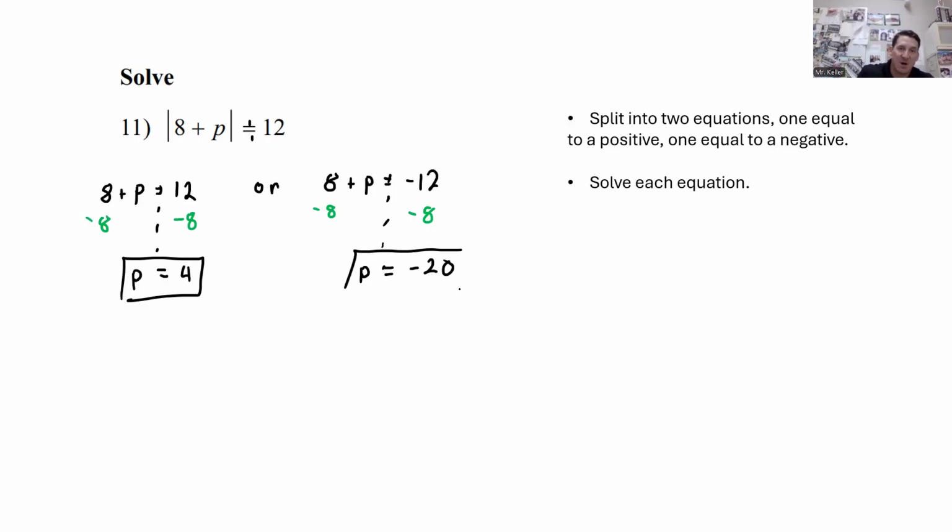So notice how it's not positive 4, negative 4. It's not positive 20, negative 20. It's positive 4 and negative 20. So the numbers are different. But if we were to plug those back into here, those both would give us that distance away from 0 of 12. So here, when your stuff is inside the absolute value brackets, your answers are going to be very different.